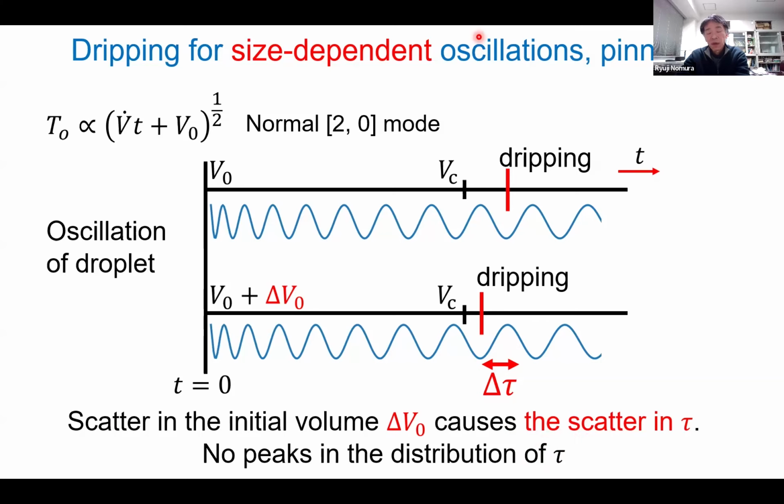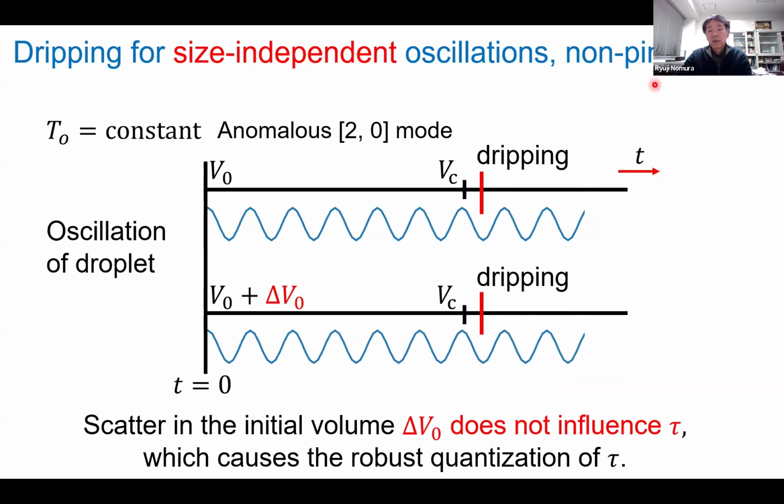But for the non-pinned case, the oscillation is size independent, so I call this anomalous 2-0 mode. Then the oscillation period, TO, is constant. So in one case, it oscillates in this way, in a constant period because it's volume independent. And around this critical volume, it's stretched and pinches off at this timing.